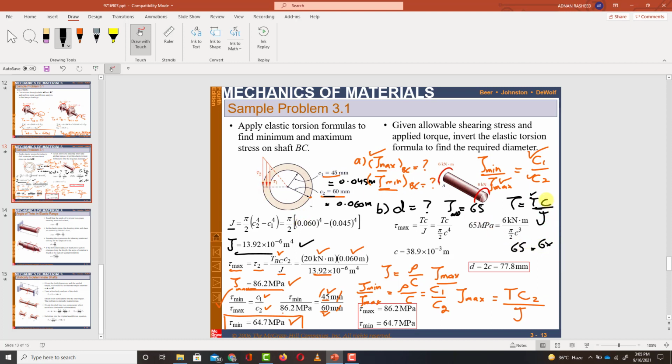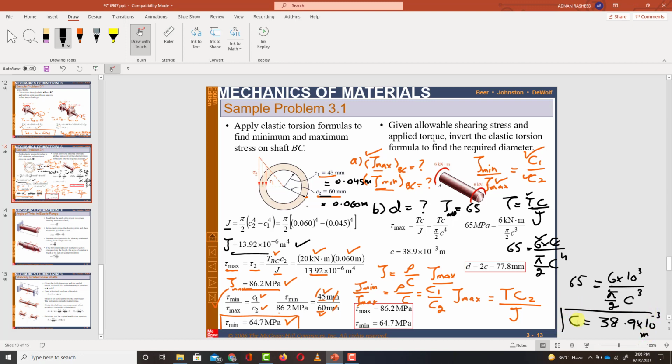You want to calculate this C, which is not known, and J is, for this you have to calculate J as well. Pi by 2 into C^4 or D^4, which is not known. When you calculate this, C will cut with this and we will have 65 is equal to 6 kilonewton, so 6 into 10 raised to power 3 divided by pi by 2 into C cube. So when you calculate this, C will come out to be 38.9 into 10 raised to power minus 3 meter. Clear?